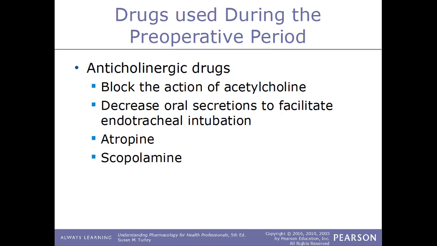Another class of drugs that are used during this period are anticholinergic drugs, and these work by blocking the action of acetylcholine. These will decrease oral secretions to help facilitate endotracheal intubations. And some examples of this category of drugs would be atropine and scopolamine.